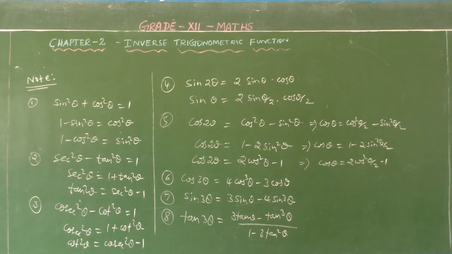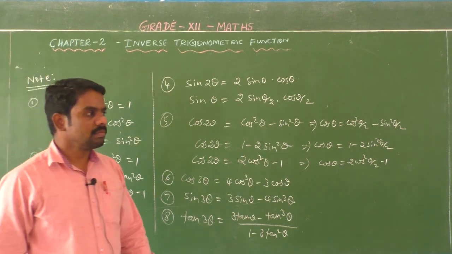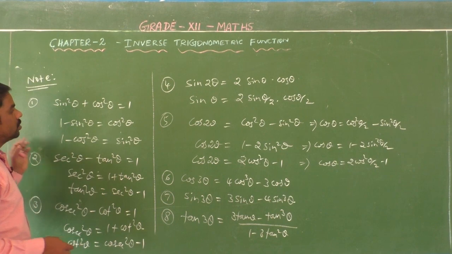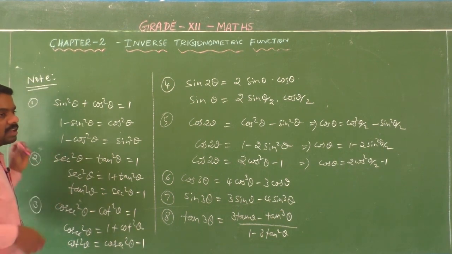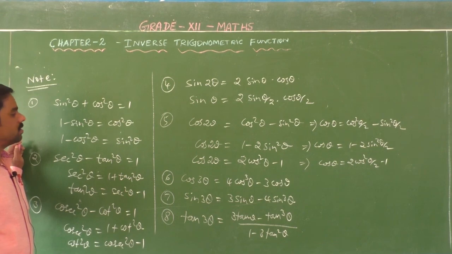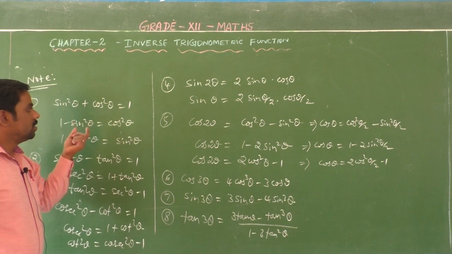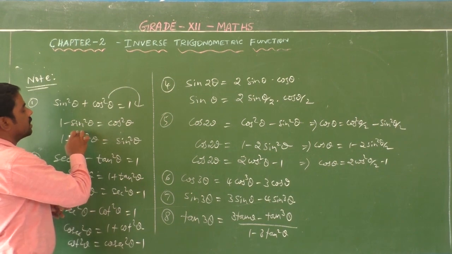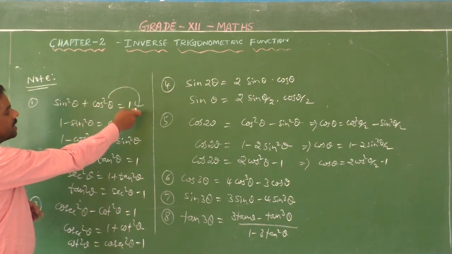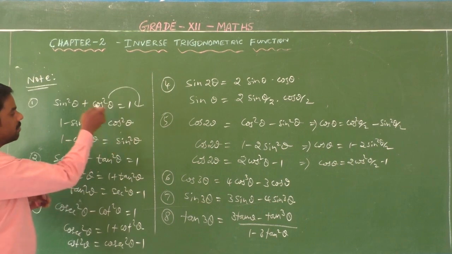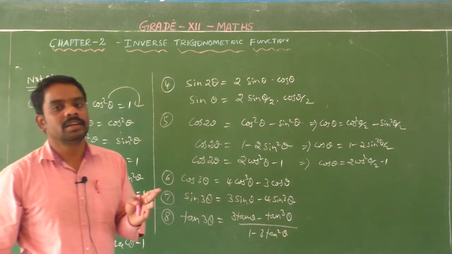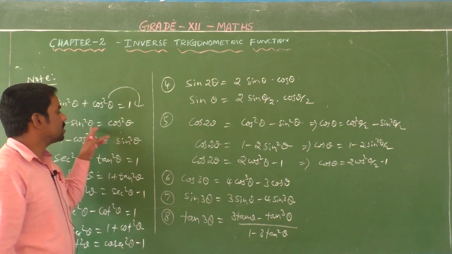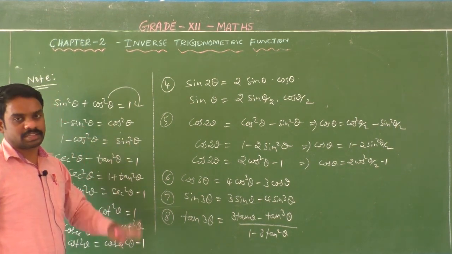So listen, important trigonometric identities formula. You know these formulas studied in the last class, grade 11 and grade 10. Sin square theta plus cos square theta is equal to 1, which implies 1 minus cos square theta is equal to sin square theta, and 1 minus sin square theta is equal to cos square theta. Okay, right.